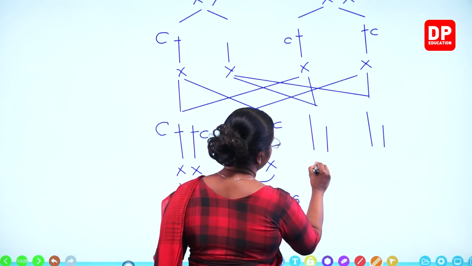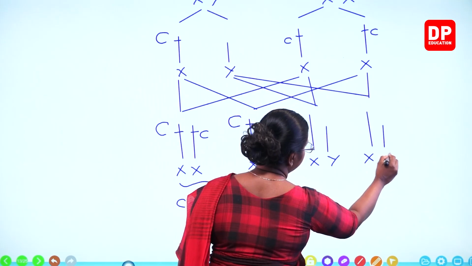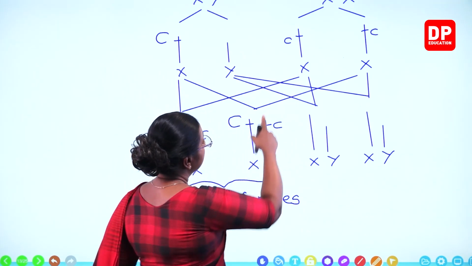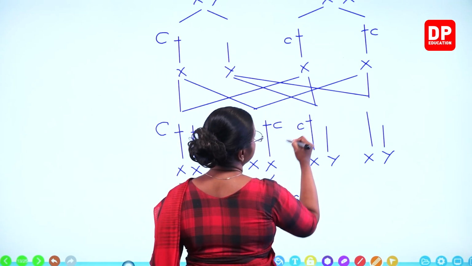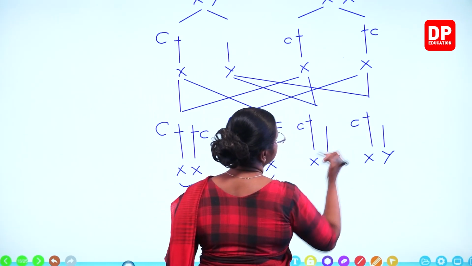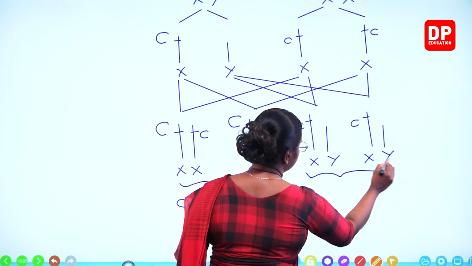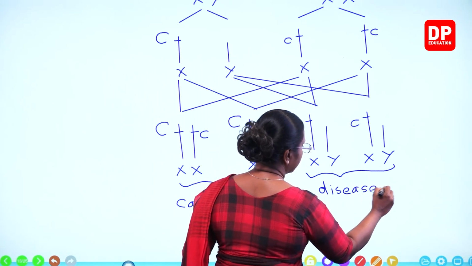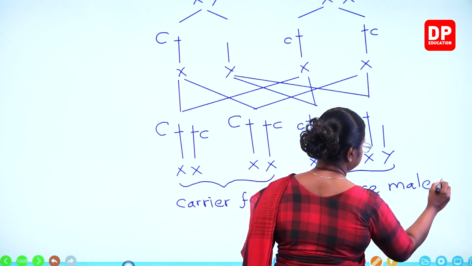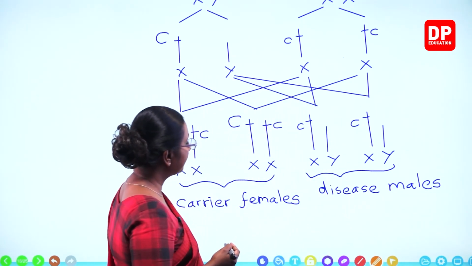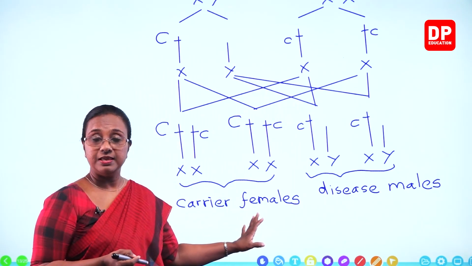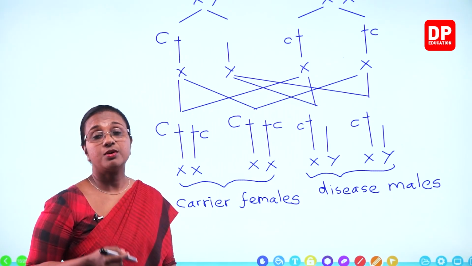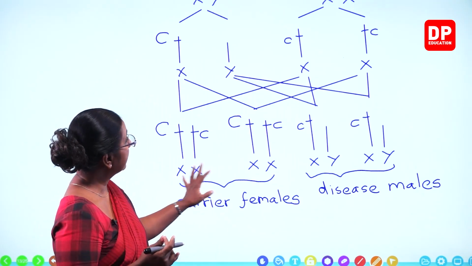Then here we have X and Y, X and Y. Both those are males, X and Y, males. X, it is a simple C. Here also X, simple C. So these are males, or males with color blindness. Both are carrier females, and both are males with color blindness or with the disease. Is that clear to you all?